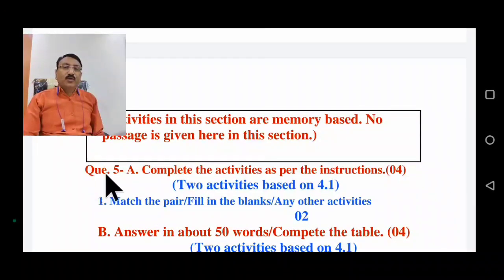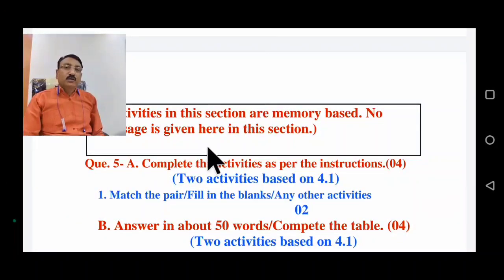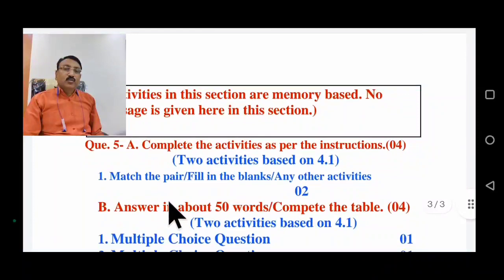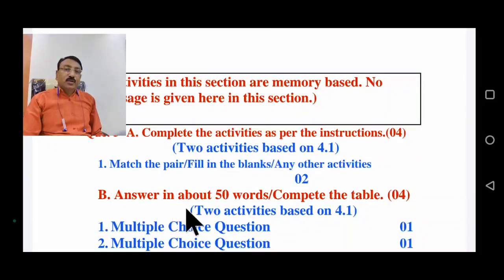In question number 5A, there will be one short answer activity. The student will have to write the short answer of this activity. The activity will be set on 4.1, and the students need to respond to this activity within 2 or 3 sentences. So this sub question A carries 2 marks. In the sub question B, answer in about 50 words or complete the table.